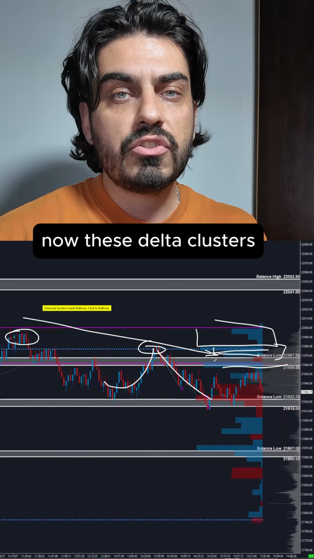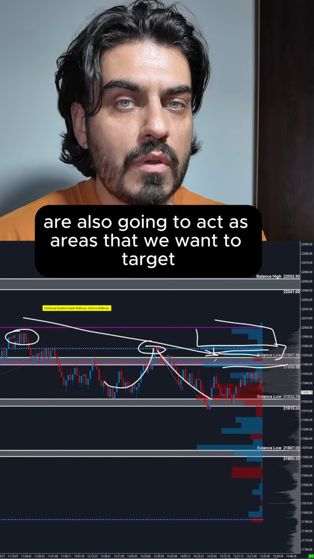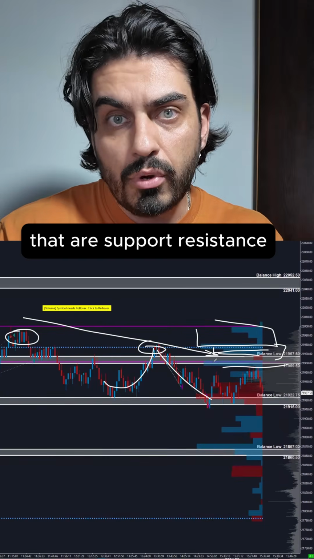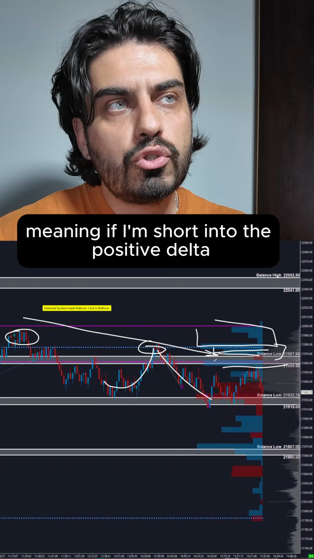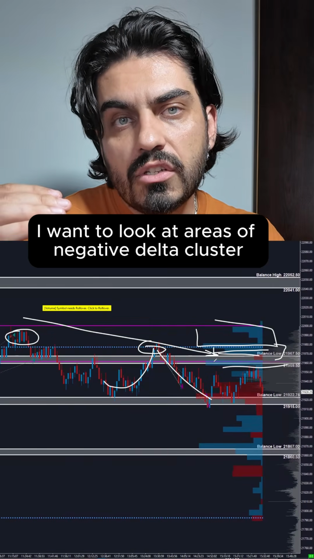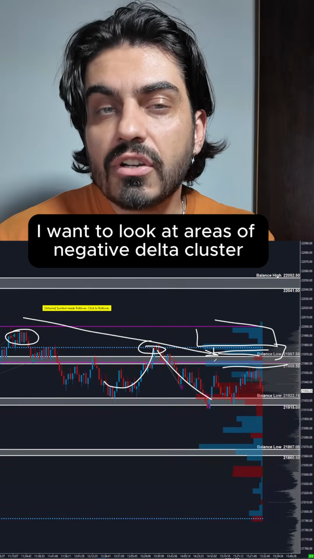Now, these delta clusters are also going to act as areas that we want to target that are support and resistance. So it's going to be very hard for prices to break through those regions. Meaning if I'm short into the positive delta, I want to look at areas of negative delta cluster as main targets.